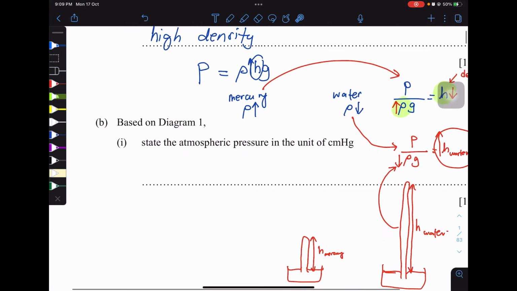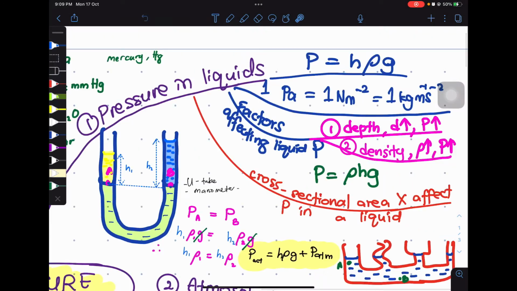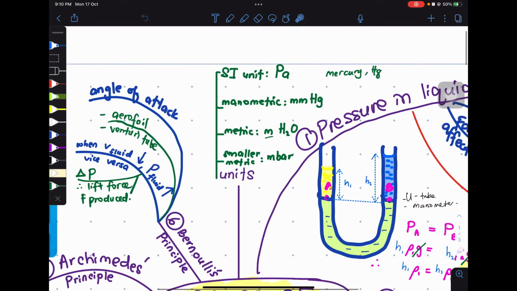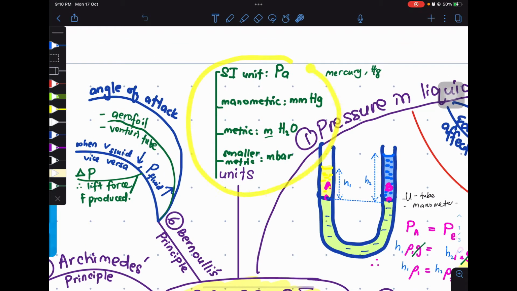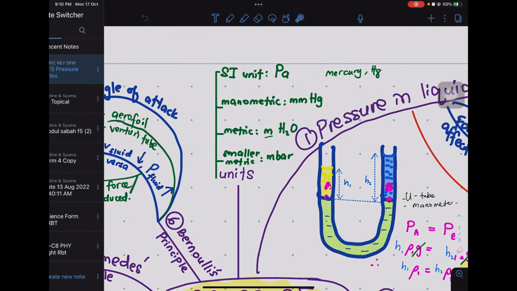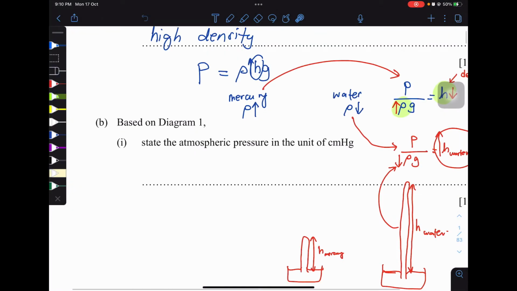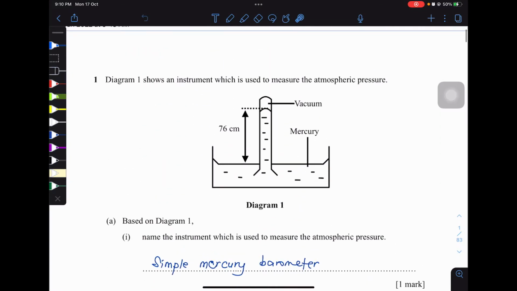Based on diagram 1, state the atmospheric pressure in the unit of centimeter Hg. So here, you see the unit centimeter Hg. There are so many units that can be used for the physical quantity pressure. So state the atmospheric pressure. We look at this: this is the atmosphere, and here it's vacuum.